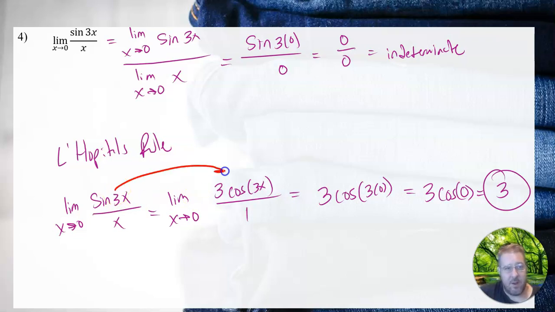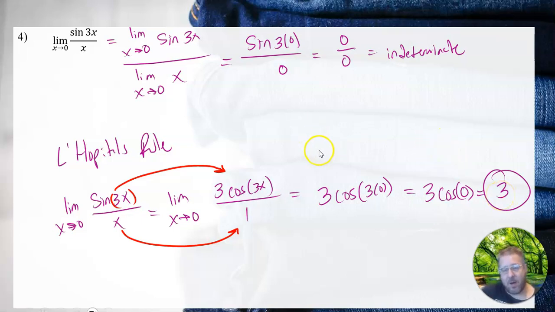So this derivative is here. Make sure you use the chain rule here, right? Derivative of sine is cosine, but you also have to multiply it by the derivative of the chain. Can't forget about that. Derivative of x is 1. Then I plug 0 in for x, and I get my answer of 3.